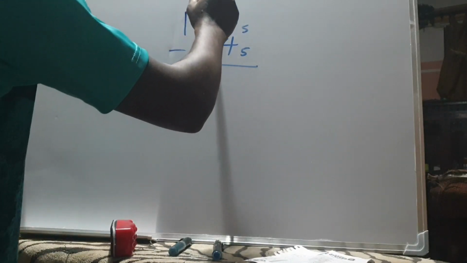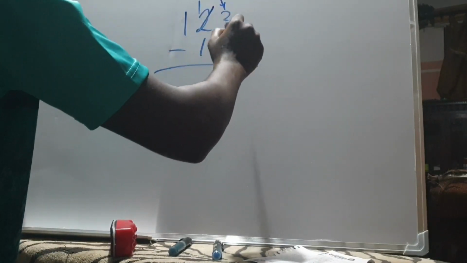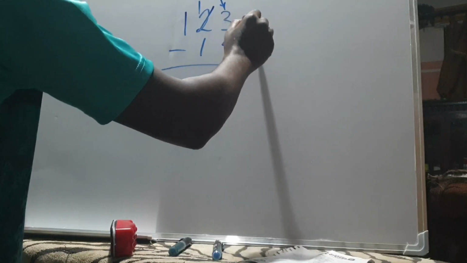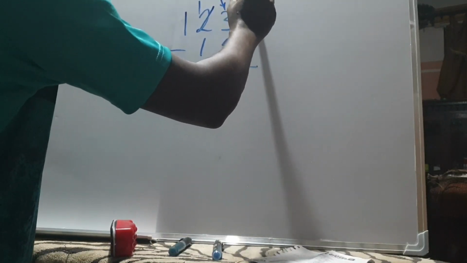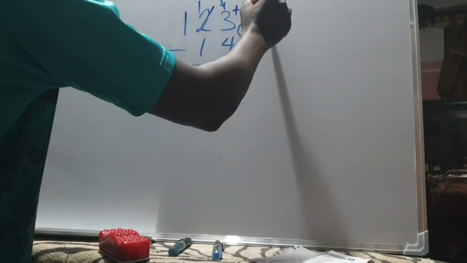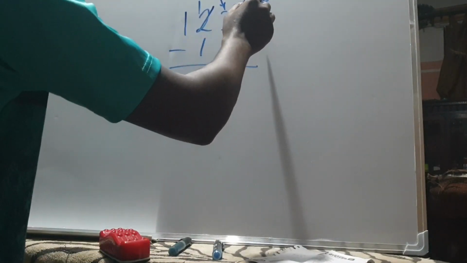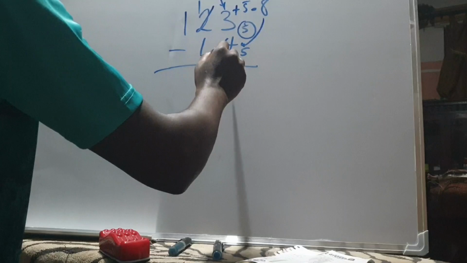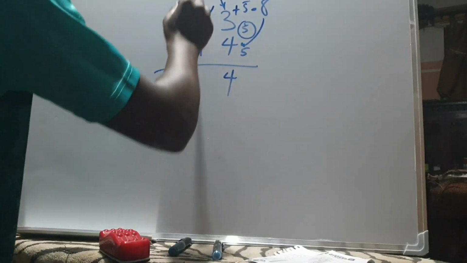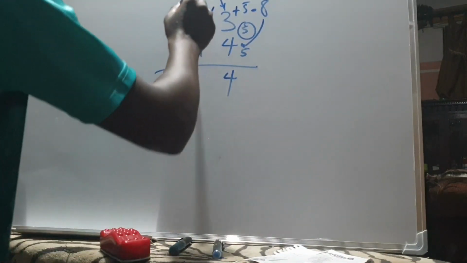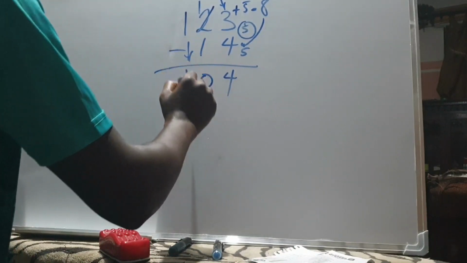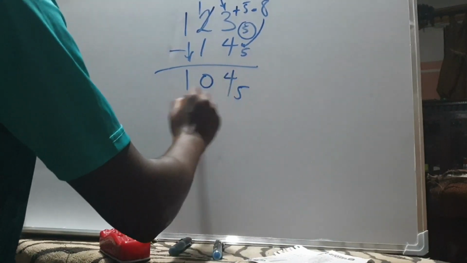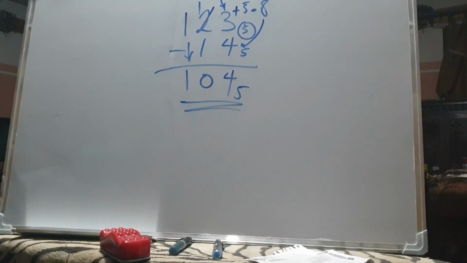But when the 1 we borrowed goes to this 3, it turns into the value of the base you're working in. That will be 3 plus 5, 8. And now you have 8 minus 4, then you get 4. You are left with 1 here, then 1 minus 1, that's 0. Then since there's no number here, you drag it down. So your answer in base 5 is 104 base 5.